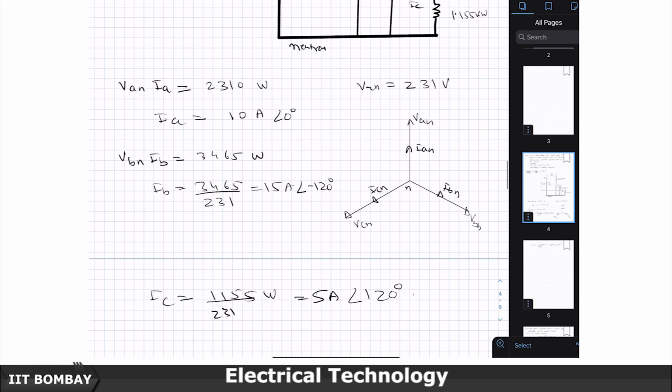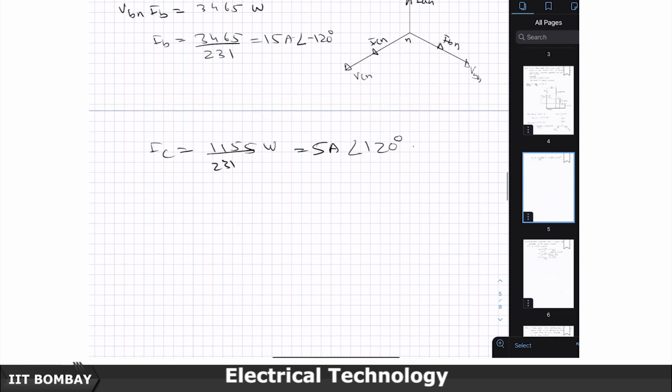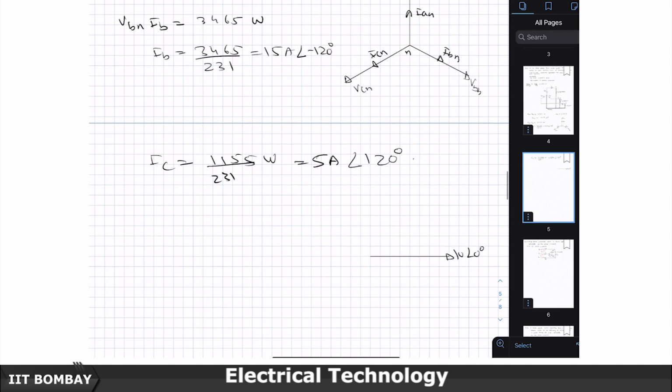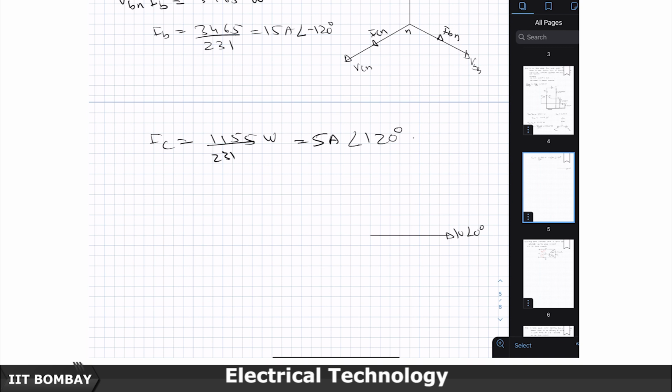So, let us sketch it now. This is my 10 angle 0, 15 angle minus 120. So, somewhere here, slightly longer, maybe this much. It is not actually 15 amperes in scale, maybe this should be much less.